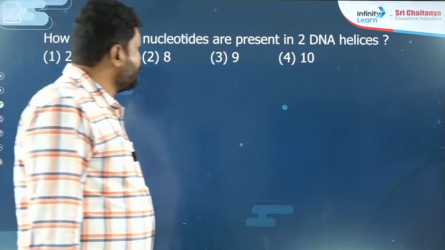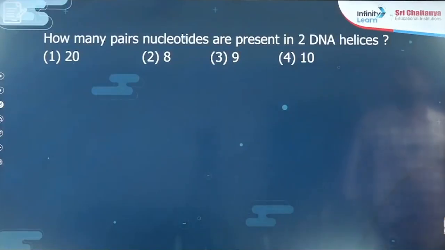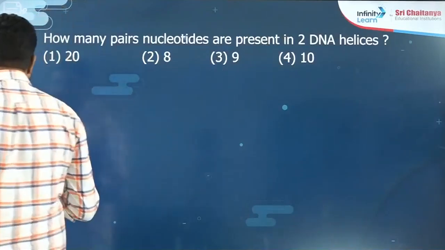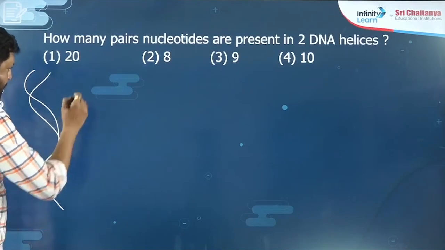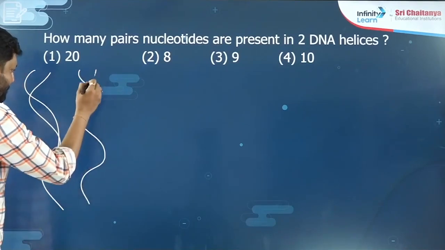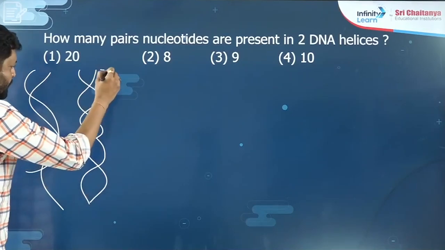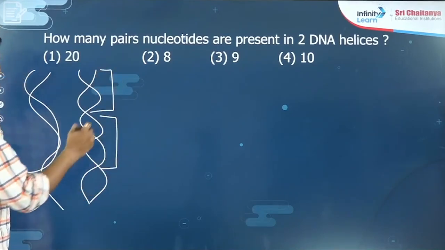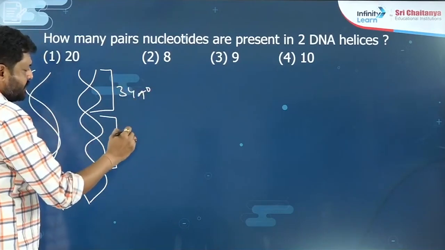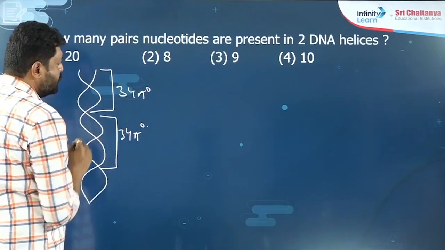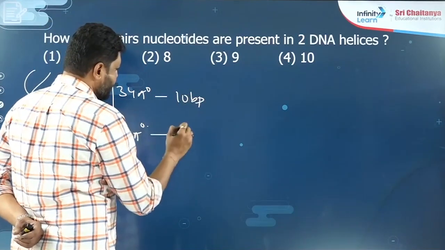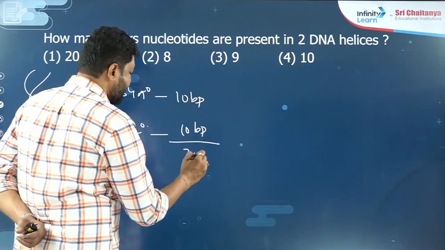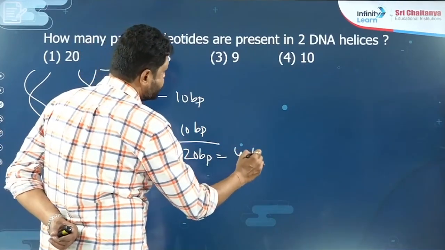How many pairs of nucleotides are present in two DNA helices? So DNA is double helical. He is asking about two helix. This is one helix, this is another helix. So two helix, 34 angstrom units each. One helix will have 10 base pairs, another helix will have 10 base pairs. Together it is 20 base pairs, equal to 40 bases.